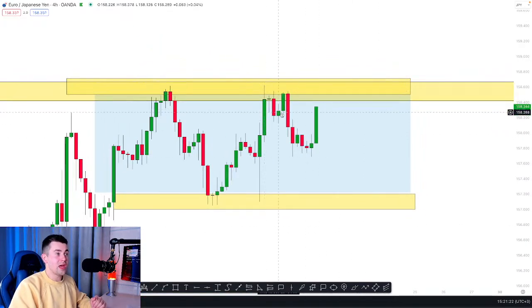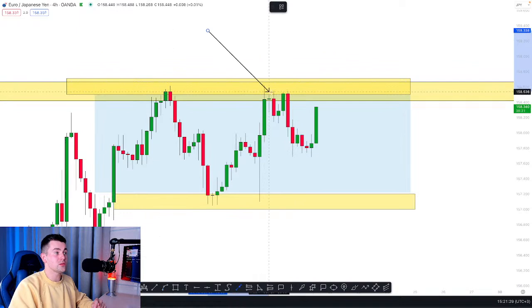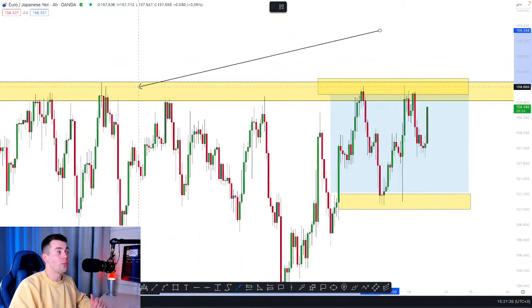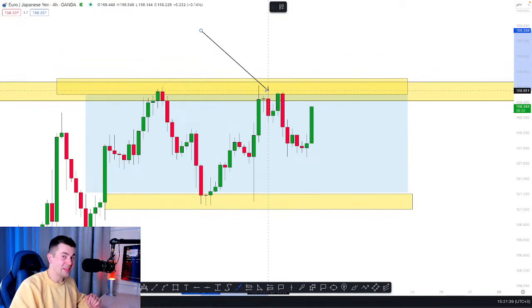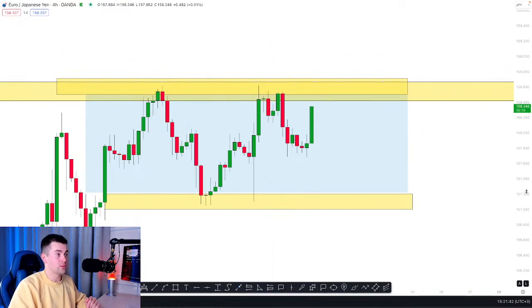And the thing is that recently the price reached that resistance. And you can see that the resistance of our intraday range matches perfectly with the global resistance that we spotted on a daily. So that empowers our structure.